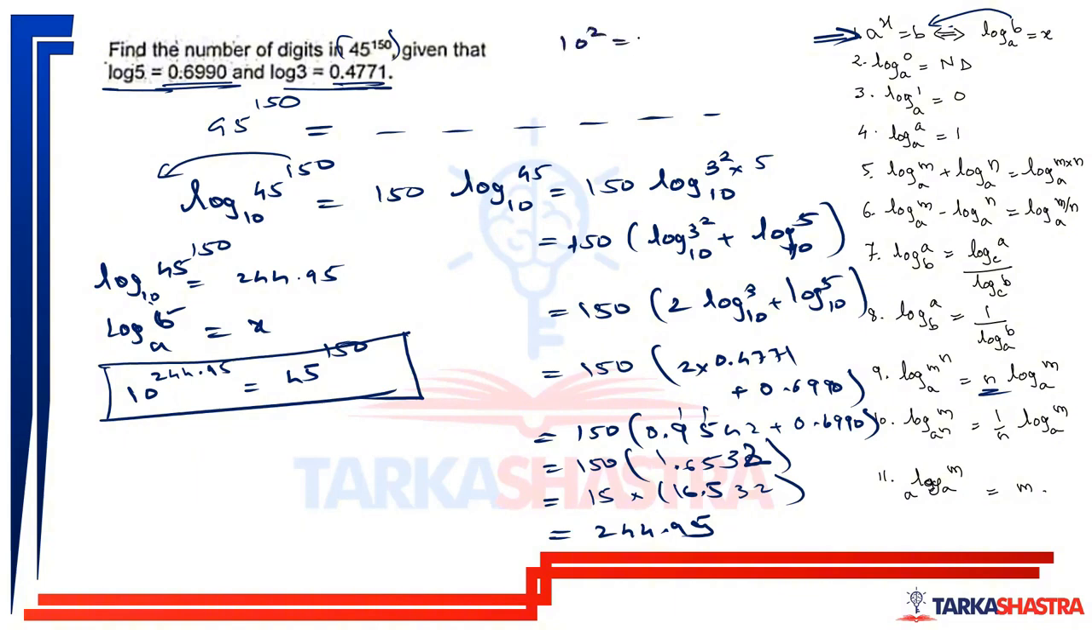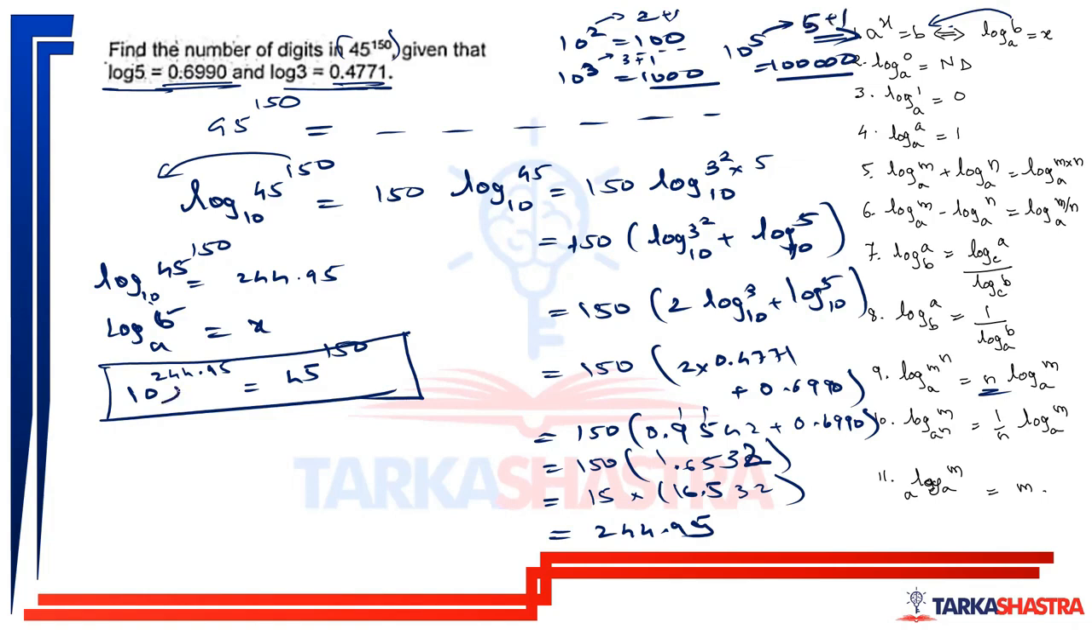10 to the power 2 is 100, so number of digits are 3, which is 2 plus 1. 10 to the power 3 is 1000. So, when I have power as 3, number of digits are 3 plus 1, 4. Okay, 10 to the power 5 is 100,000. Number of digits are 6, right? So which is 5 plus 1.